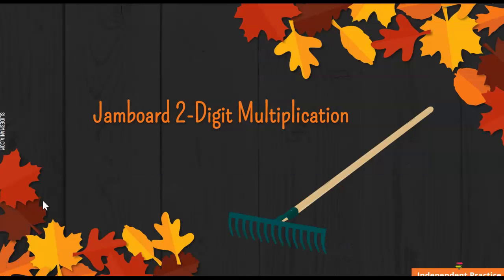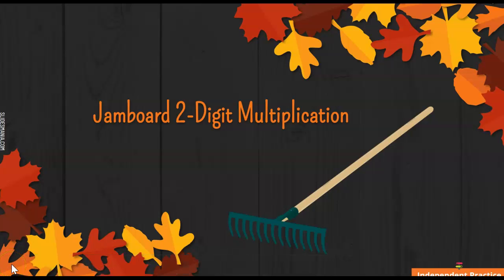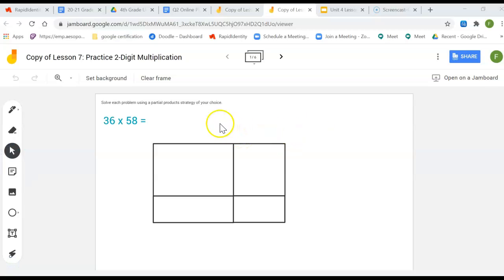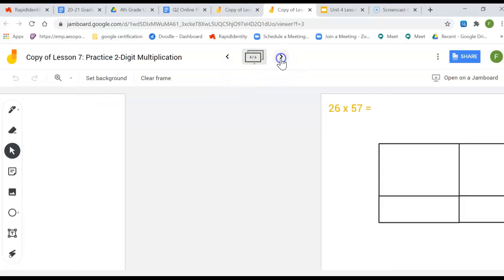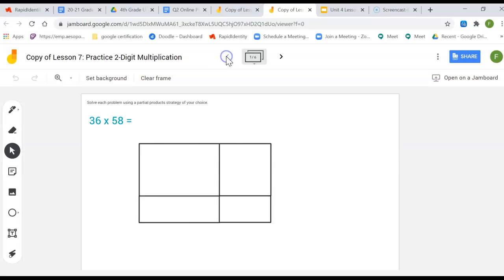So next up, we've got a Jamboard activity for independent practice on 2-digit multiplication. So I will show you in just a minute exactly which one you should have up now. So for this Jamboard, this is the one that you should have up. Lesson 7, practice 2-digit multiplication, and there are actually a total of 6 on here. So this is the first one. You got the second one, third one, fourth one, fifth one, and sixth one. So there's 6 total problems that we want you to solve on here.